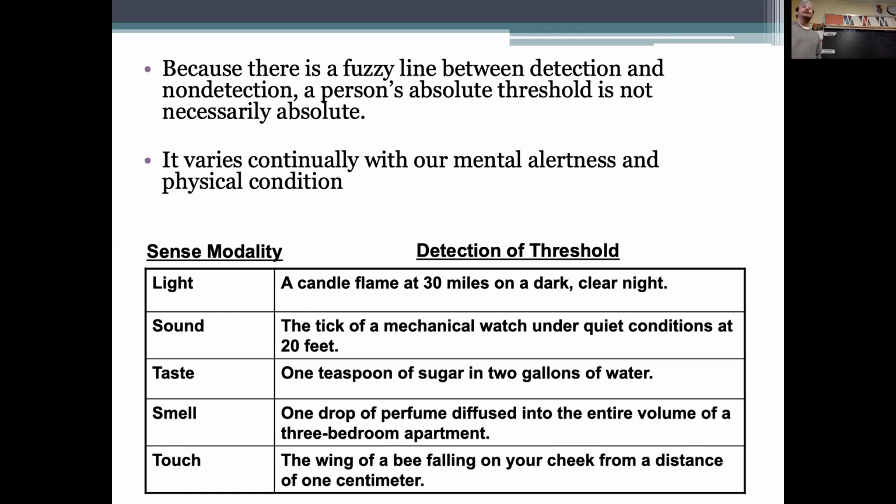Sound. What do we have for sound here? It says tick of a mechanical watch under quiet conditions at 20 feet. I know when I'm sitting at home and maybe it's quiet, I can hear the clicking of the clock. And that after a while gets annoying.